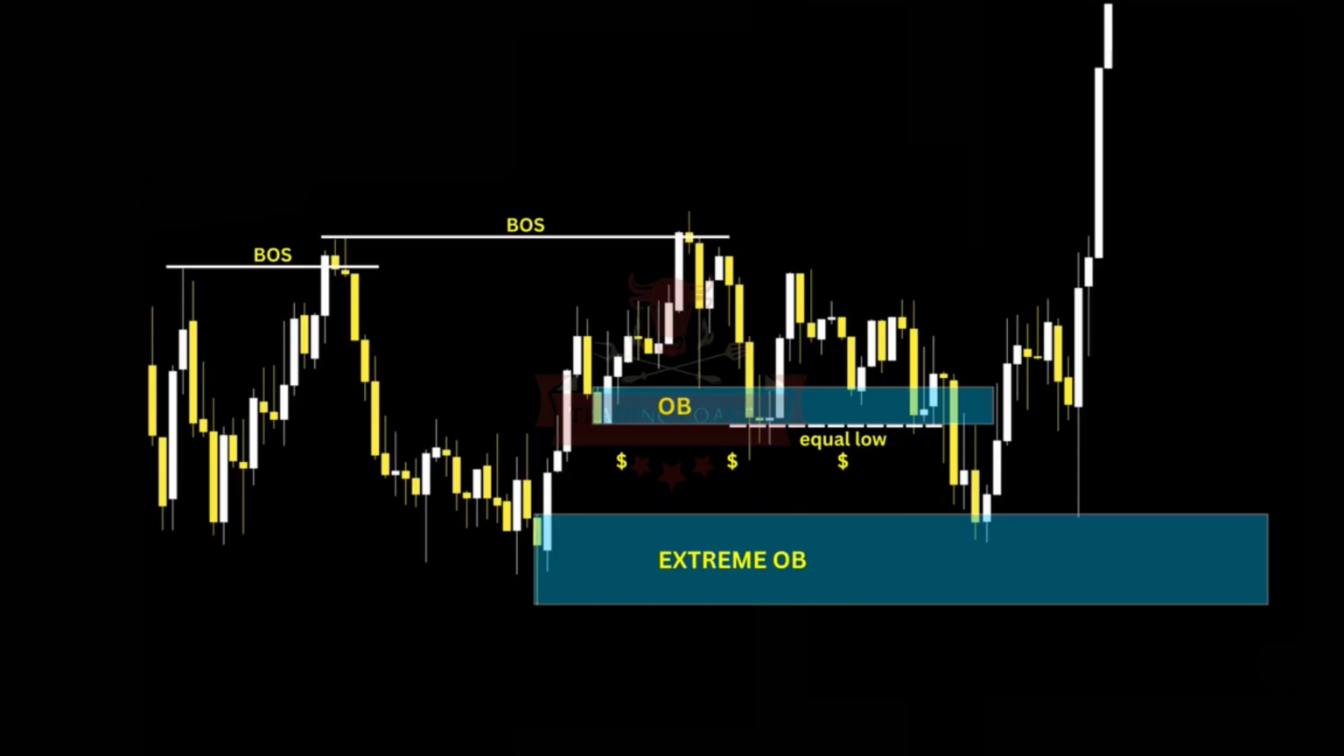Propelling its momentum. On the contrary, the reversal from the extreme order block can be attributed to the liquidity being swept below the upper order block and equal lows. By sweeping liquidity, the price gathered momentum and acquired the necessary fuel to move upwards. Upon reaching the order block, the price promptly reversed and made a significant upward move to sweep the buy-side liquidity. Thus, the extreme order block presented a higher probability of success in terms of trading opportunities.